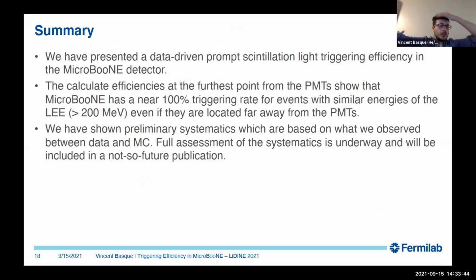So we have presented this data-driven prompt scintillation light triggering efficiency in MicroBooNE. The efficiency calculation is done at the worst case scenario, where there's the least amount of light in the detector, which is at the cathode, and we see that we have a near 100% triggering efficiency for the tracks or events approaching 200 MeV or more, which reassures us that for LEE type events we are triggering on them, so we're not losing any of these events. And we have shown the preliminary systematic, which is based on what we observed between the data and Monte Carlo, and a full assessment is currently underway for publication in the not so near future, or in the near future rather.